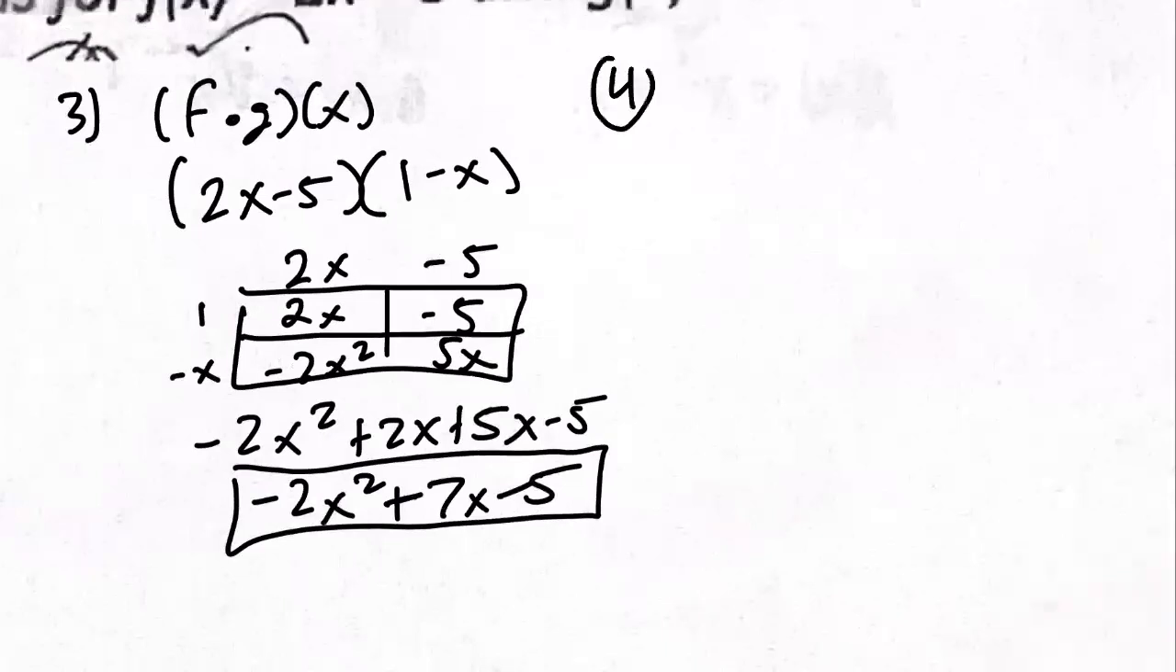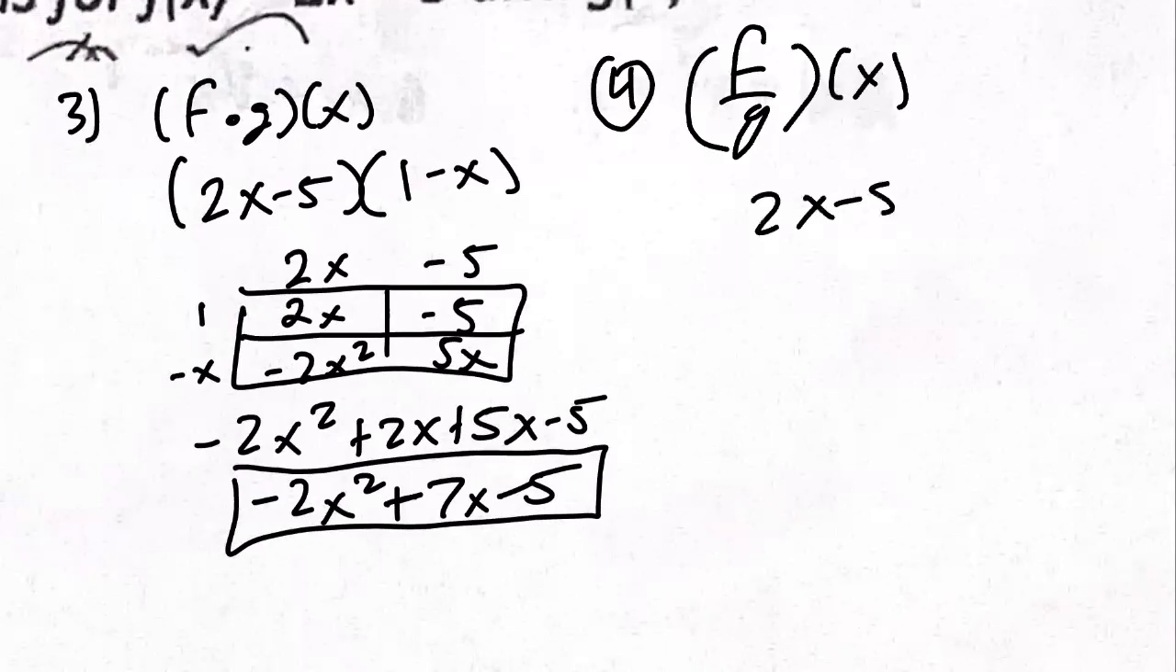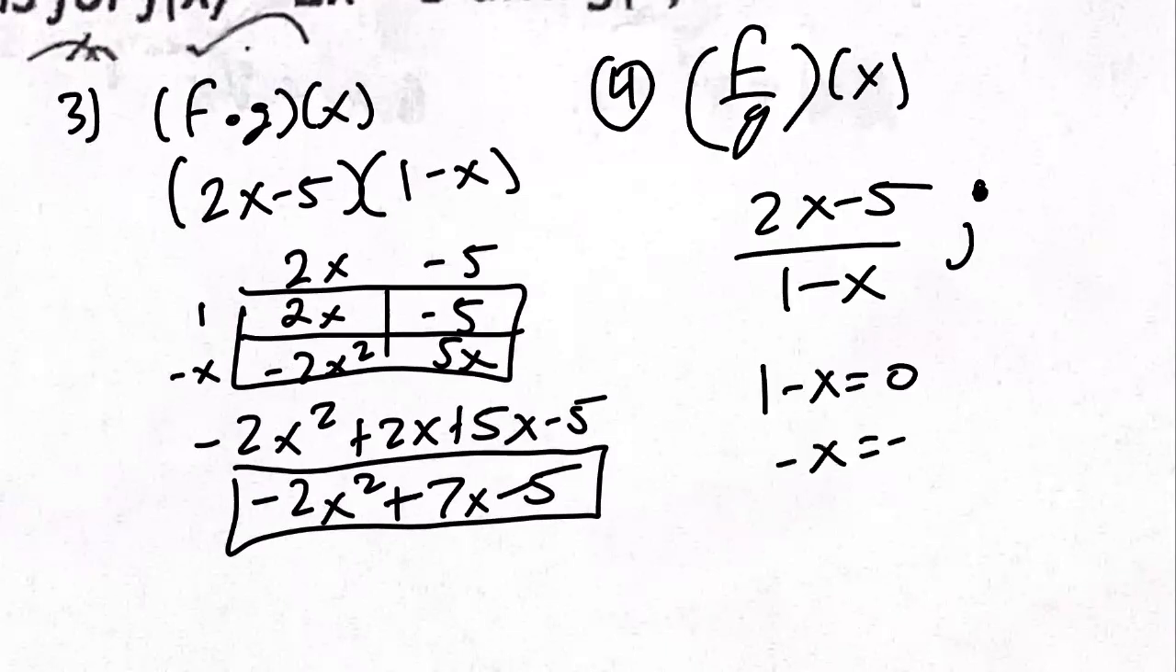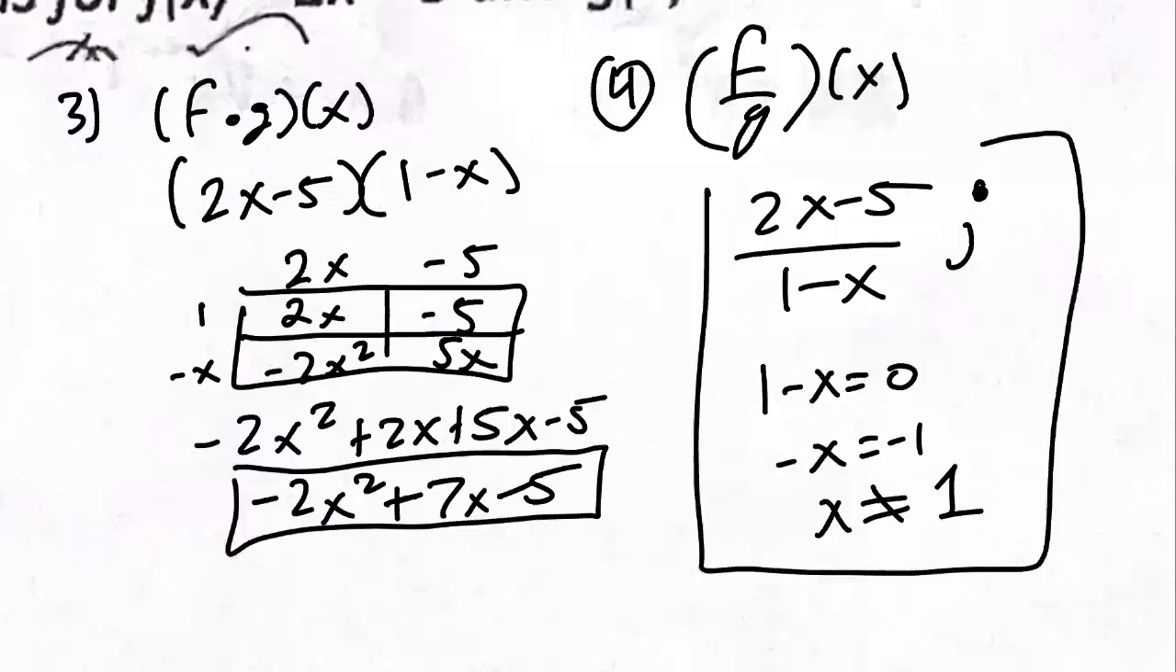And then the last one is the quotient, f divided by g of x. So f of x is 2x minus 5, and then we have 1 minus x. You cannot simplify this any further, so that's just the answer. But you have to include the restriction. So in this case, x cannot equal positive 1. That is your domain restriction for this equation.